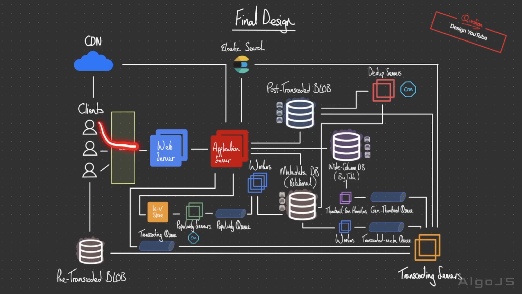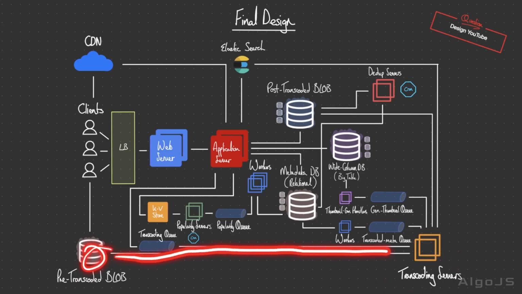So when the user makes a post request, it's going to go through the system. It's going to update the metadata database with that information. The application server is going to send back some kind of token, which is going to allow the client to start uploading in chunks to the pre-transcoded blob store. Once this is carried out, a message is also going to propagate to the transcoding queue, upon which point these transcoding servers are going to see that event within the queue, and then they're going to start processing the video that has just been uploaded to the pre-transcoded blob store.